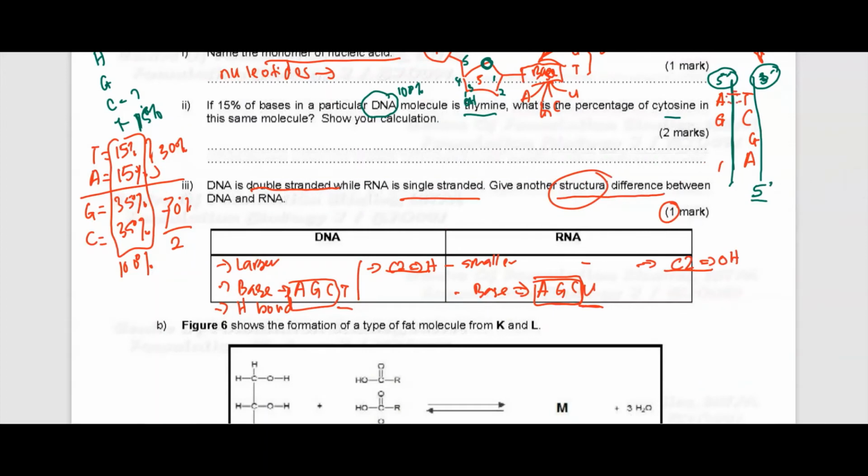Okay, so always remember between adenine and thymine, there's presence of 2 hydrogen bonds. And as for guanine and cytosine, there's presence of 3 hydrogen bonds. So therefore, in DNA, there's presence of hydrogen bonds that hold the bases together. And as for RNA, because the molecule is single-stranded, there's no pairing between the bases. So there's no hydrogen bond present in the RNA molecule.